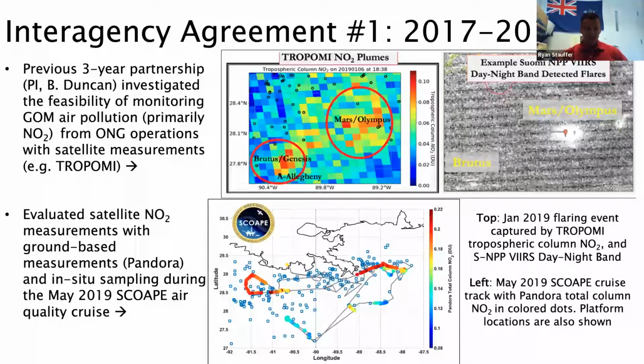So you can see on the bottom is the track of the ship in the black line, and then the colors represent the Pandora total column NO2 with the red colors indicating higher amounts of pollution, which we found near the coast toward the second half of the cruise. And then just for reference, the dots represent, I think it's the top 250 emitters in the platform NOx emissions inventory, just for reference. So the next slide, please.